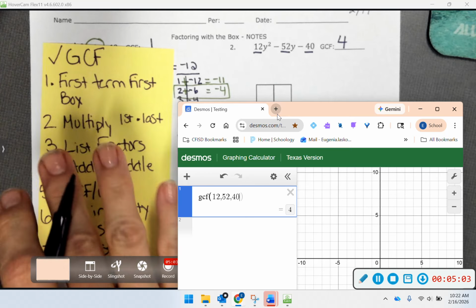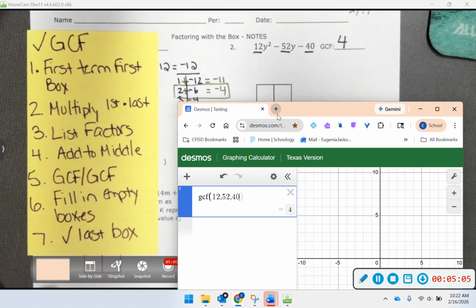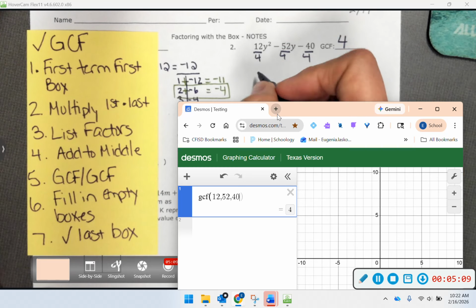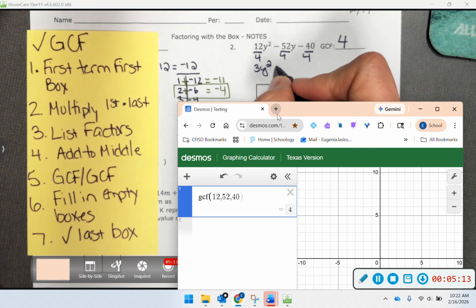This time it's a number other than 1, so we're actually going to have to do some dividing. 12 divided by 4 is 3. Negative 52 divided by 4 is negative 13. And negative 40 divided by 4 is negative 10. So this is the trinomial that I'm going to focus on as I go through my steps.